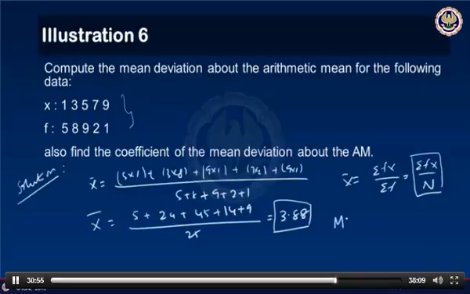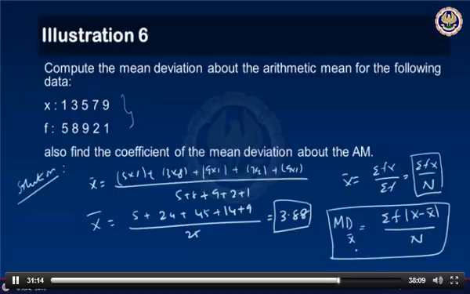Already we know this formula. Mean deviation from mean based on the frequency distribution is summation of f into modulus of x minus x bar, divided by capital N. Just remember this formula. In the case of mean deviation from mean for the grouped frequency distribution, each frequency is multiplied with the absolute value of x minus x bar, divided by the sum of the observations, that is n.